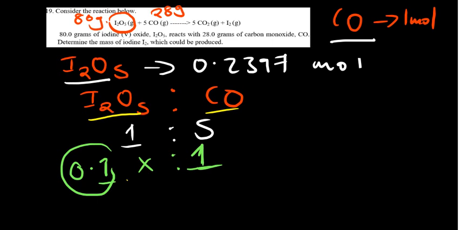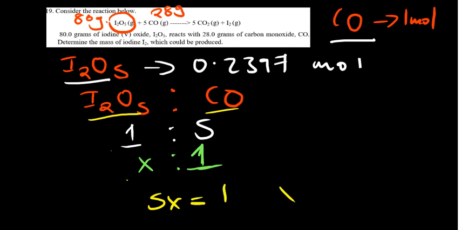So let's find the value of x. If you cross multiply, we have 5x equal to 1, which is just 1 over 5. And 1 over 5 is equivalent to 0.2. So we have 0.2 moles exactly.